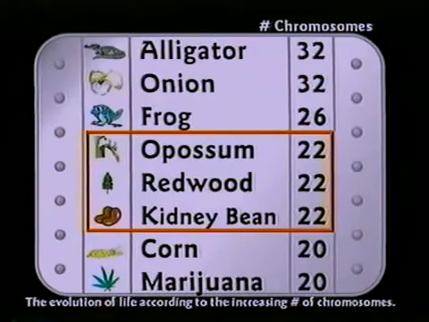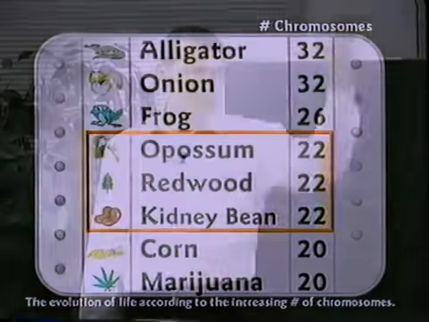Proving, of course, that they're twins, identical triplets this time, closely related. Most people can't tell the difference between a possum, a redwood tree, and a kidney bean. Average scientists can't, that's for sure, because they're obviously identical. And then slowly, over millions of years, we evolved enough chromosomes and finally became a human.